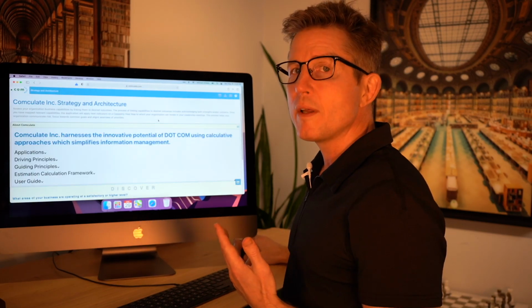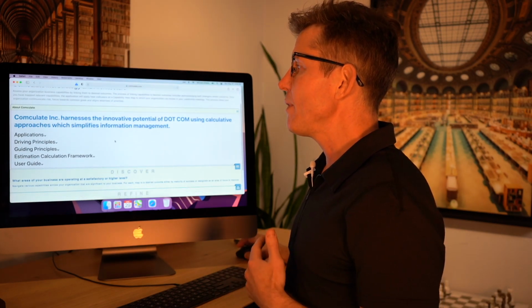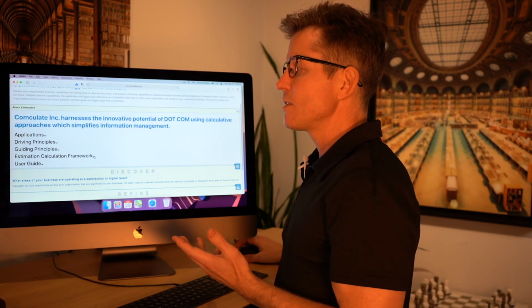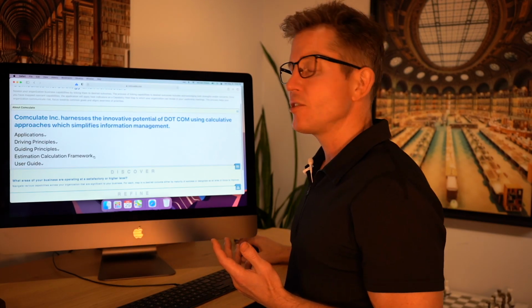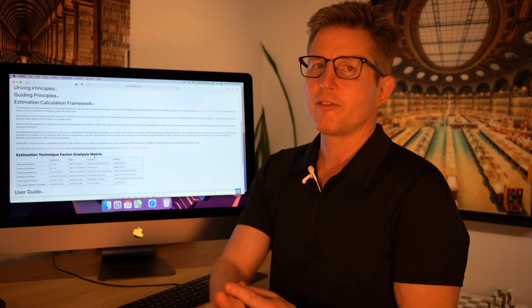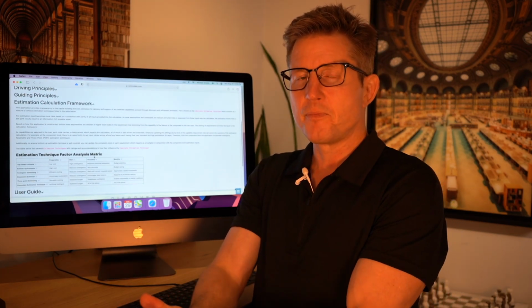to get an idea of what this application is about. And within the About section, you'll notice that there's a subsection which is called the Estimation Calculation Framework. If you expand on that, you can get some more information on the calculation framework.